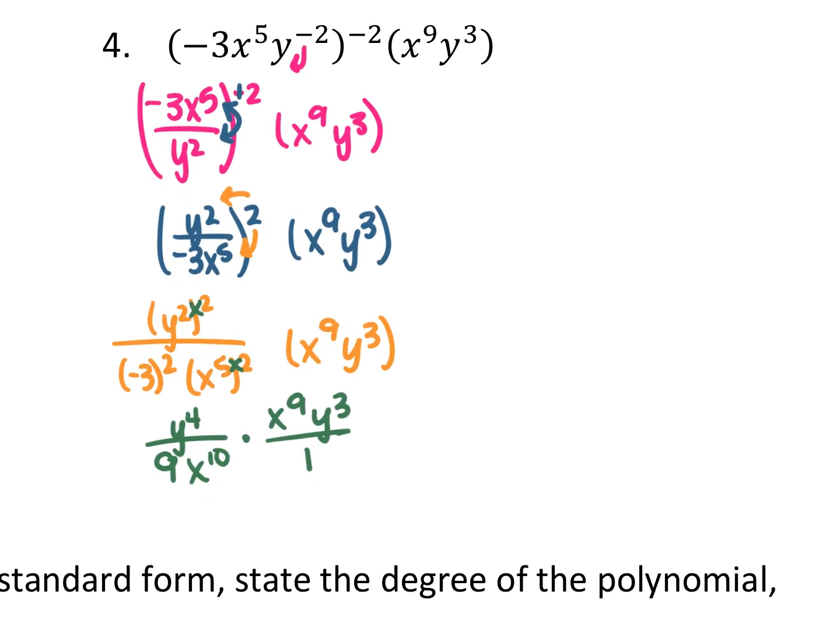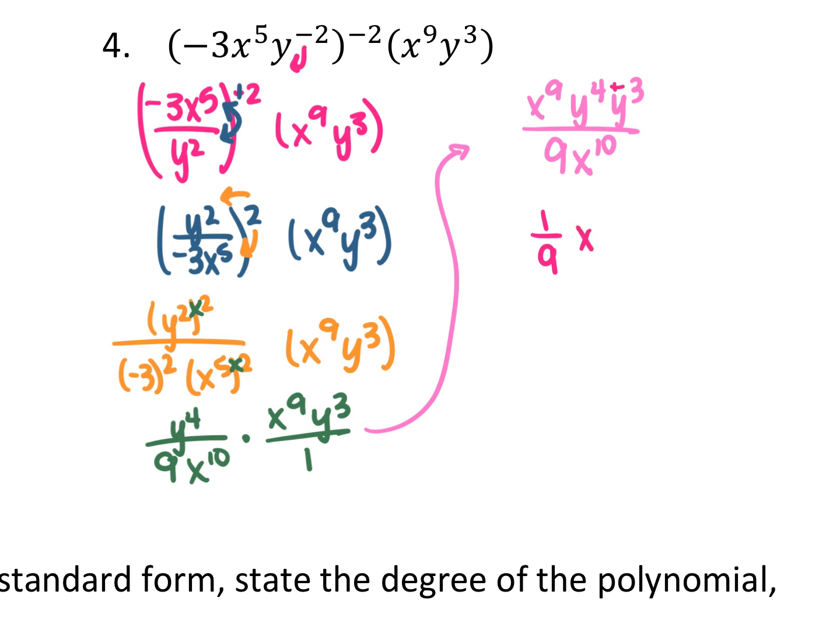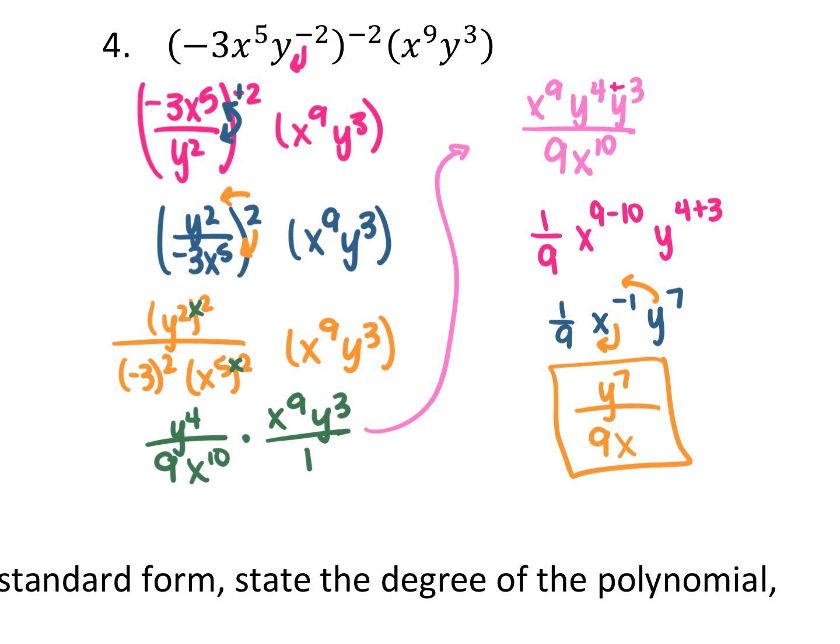From here, this is going to leave us with x to the 9th, y to the 4th, times y to the 3rd, over 9, x to the 10th. You are going to simplify by adding the 4 and the 3 on the y, and then subtracting the 9 and the 10 on the x's. So that 1/9 is going to stay. Your x is going to be 9 minus 10th, and the y is going to be the 4th plus the 3rd. So this gives us 1/9 times x to the -1st, y to the 7th. The x to the -1st goes to the bottom to make that -1 power a positive, and that y to the 7th stays to the top, so that way it stays a positive power. So that's going to give us y to the 7th over 9x to the 1st, or just 9x.